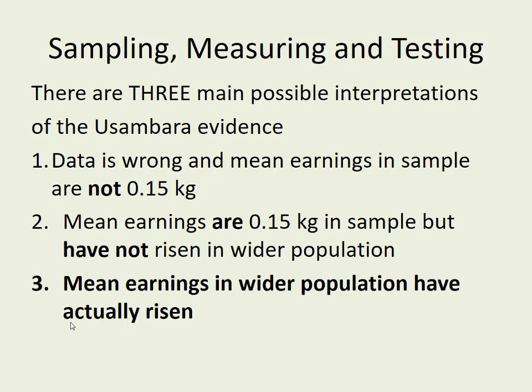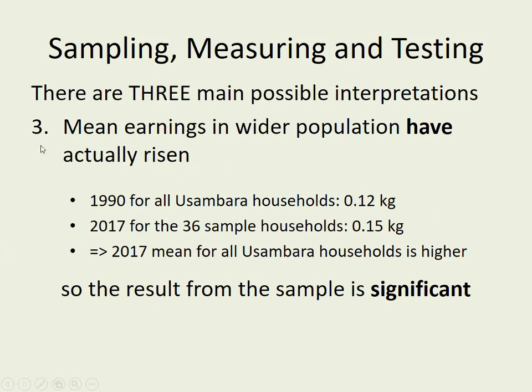the earnings. So you can conclude like this: in 1990, we got this information, we know that the mean earnings was 0.12 kilograms of tea, and in 2017, in our sample, we know it's 0.15, but also that means that the mean for all the households in 2017 is higher. If we can conclude that, what we say is that the result from the sample is significant.